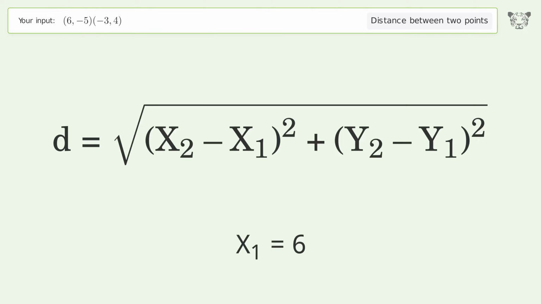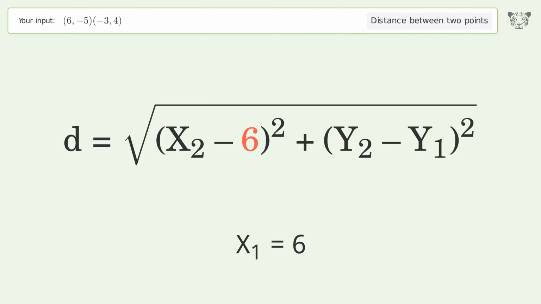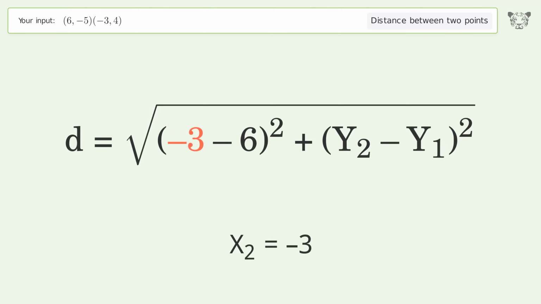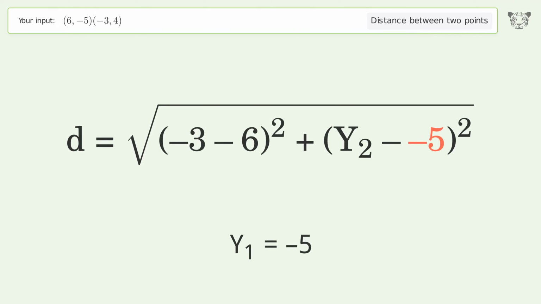x1 equals 6. x2 equals -3. y1 equals -5. y2 equals 4.